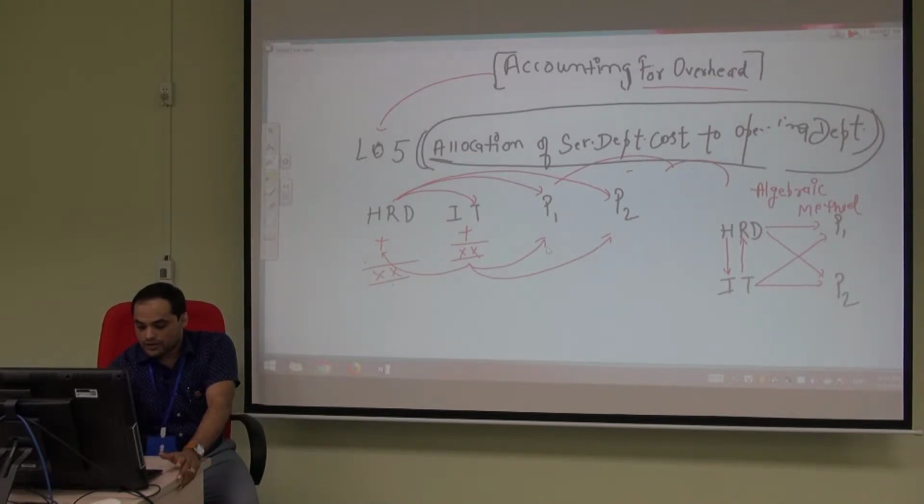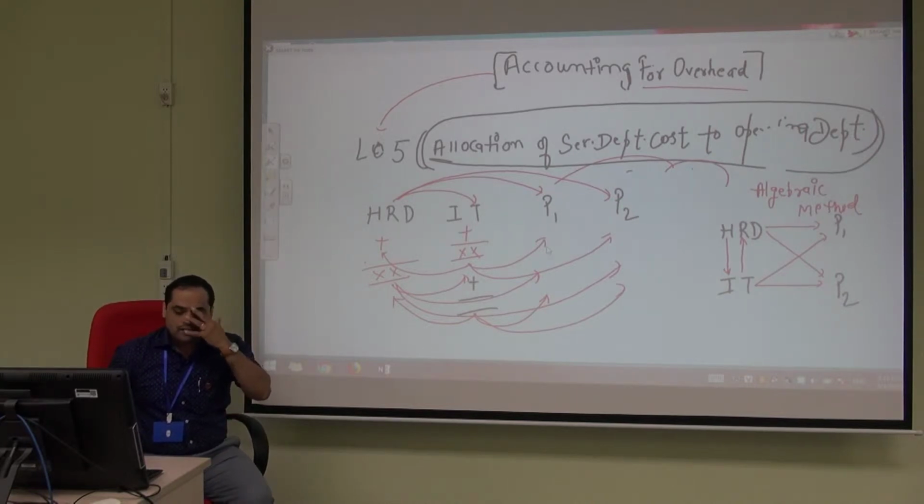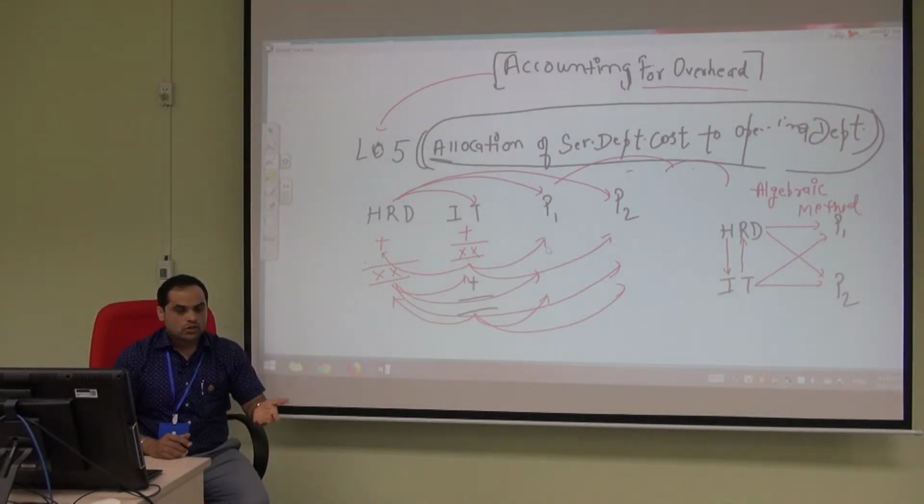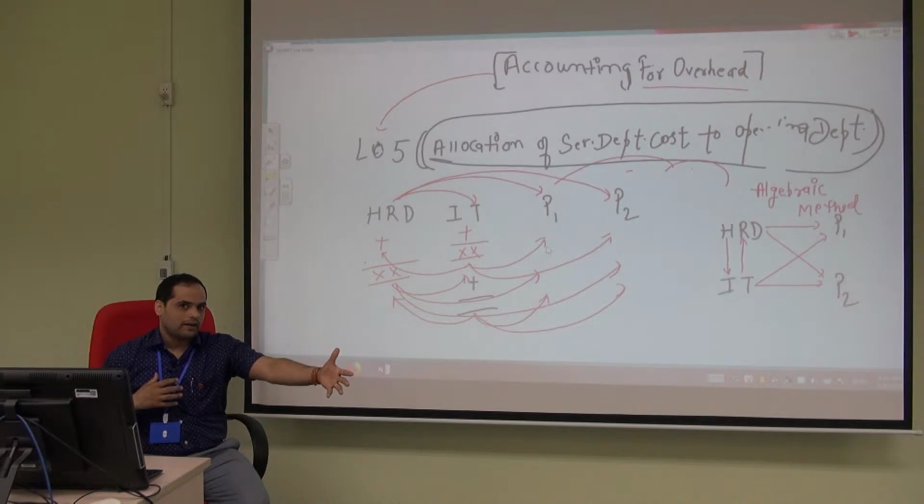And then here, you allocate here, here, and here. Again, your cost increases. Then you allocate here, here, and here. So the idea in the algebraic method is to make sure you allocate, time to time, your service department cost to the rest of the departments. Why? Because when you give service, all your cost is allocated.